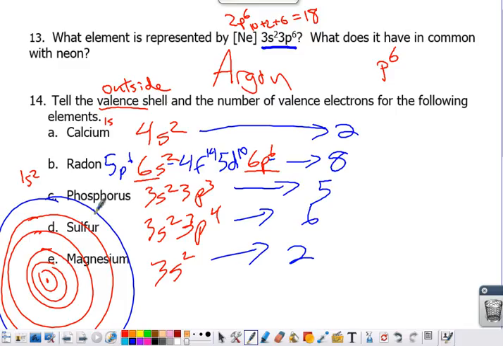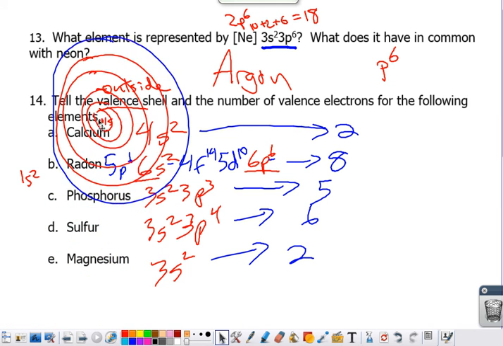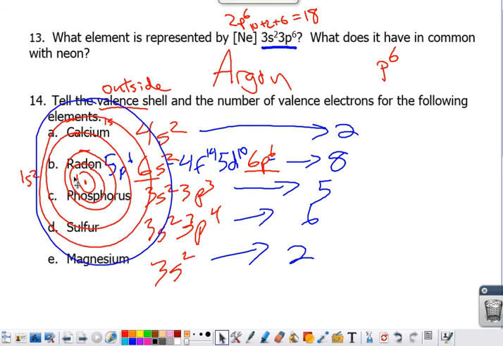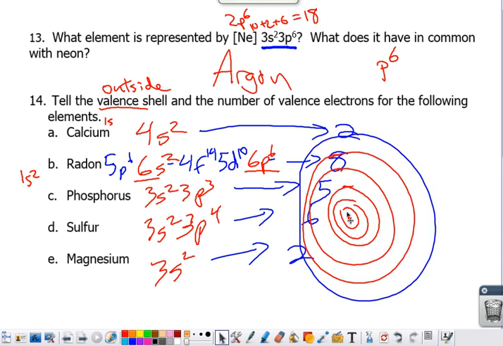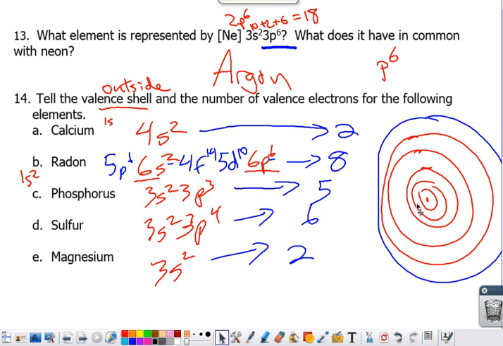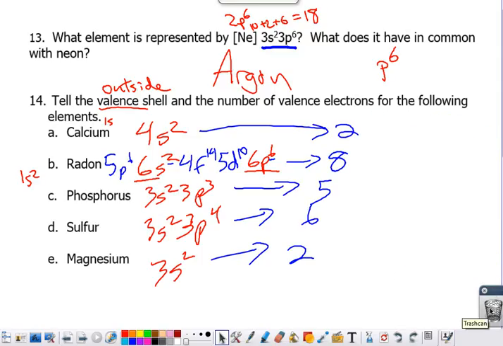So when this atom floats around the universe, what's going to bump into things first? Bump, bump, bump, bump. It is that outside layer that is the 6s and the 6p. And that's the piece that we care about. And let's do something like this. Boom. Goodbye. Phosphorus ends with 3s2 and 3p3. There's 5 electrons there. Sulfur ends with 3s2, 3p4. There's 6 electrons there. Magnesium only has a 3s2, 2 electrons there.